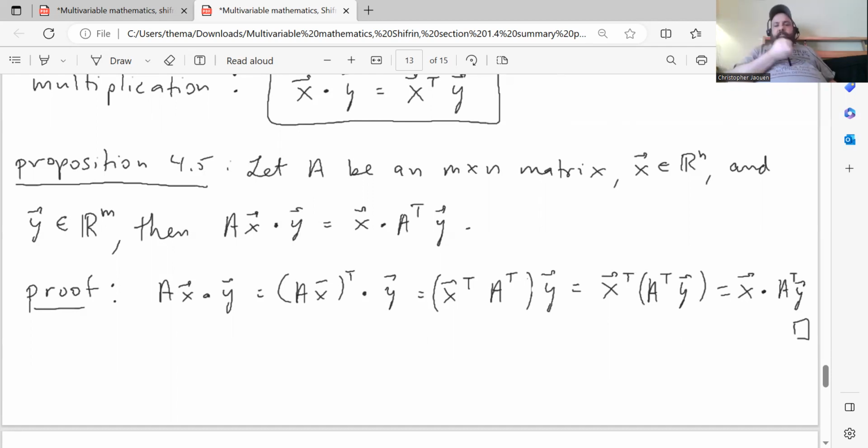And the proof here is just using the properties that we had before. AX dot with Y, from the fact that I have written up here, is the same thing as AX transpose times Y. And then just using the properties of transposes, that's the same thing as X transpose A transpose times the matrix Y. Then I can associate, because there's an associative law for matrix products. That's the same thing as X transpose times A transpose Y. And then again, using that fact that I have in the box above, that's the same thing as X dot product with A transpose Y. And that's the proof.